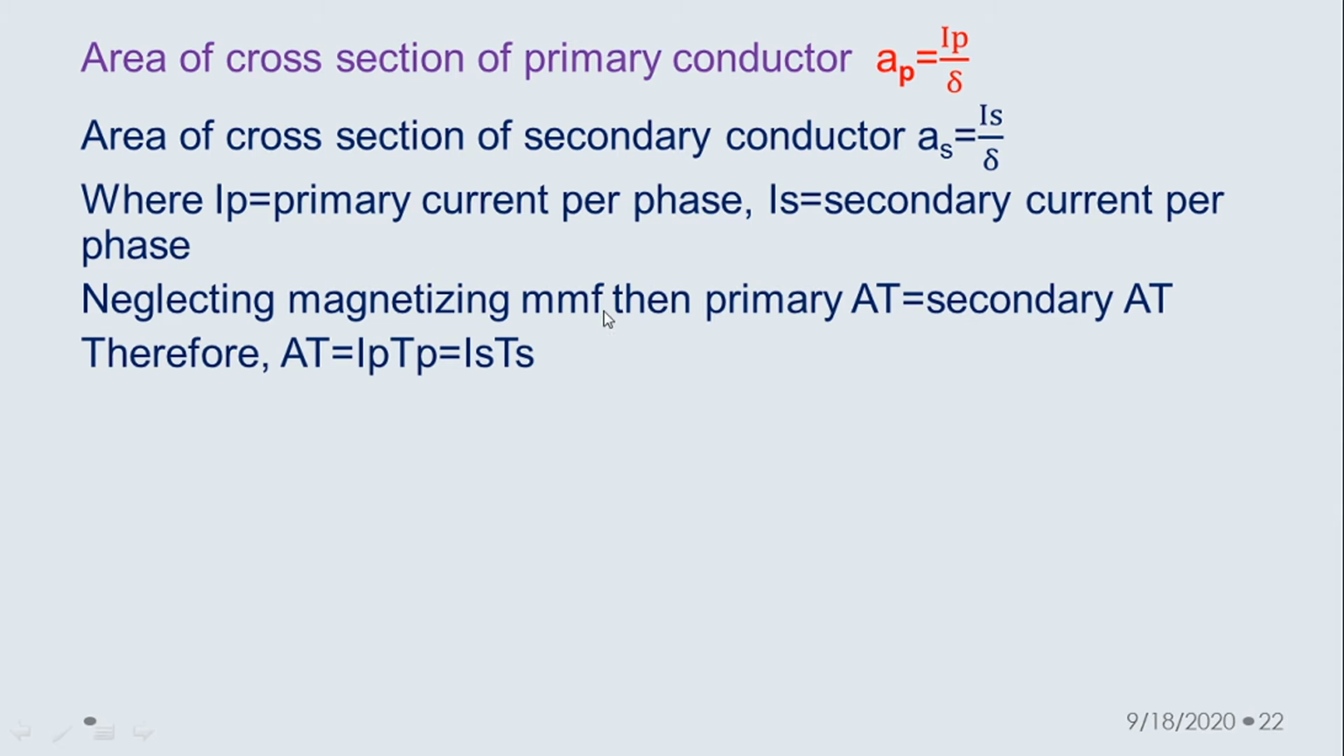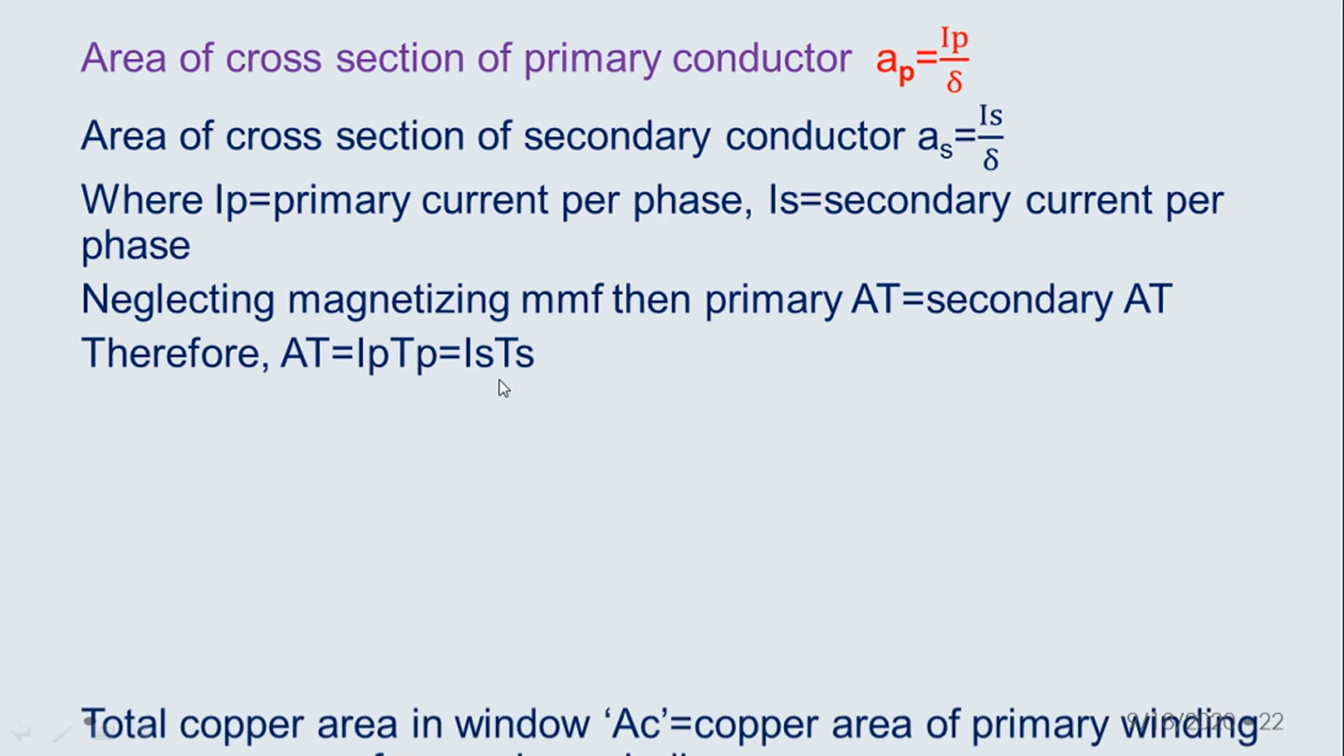Neglecting the magnetizing MMF, the primary ampere turns will be equal to the secondary ampere turns, similar to the derivation of the single phase transformer. So you can write total AT, which is equal to IP into TP, where IP is the primary current per phase and TP is the primary number of turns, which is equal to IS, the secondary current per phase, into TS, the secondary number of turns.